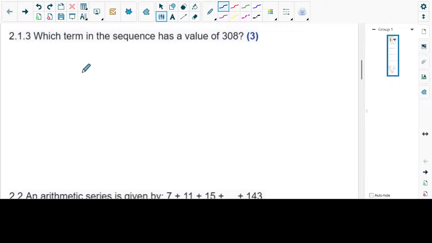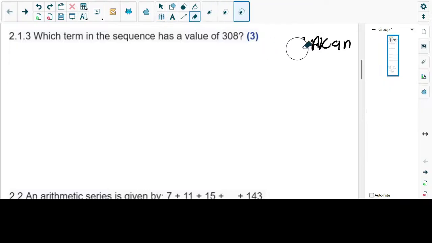When they say a term, they're talking about n. So term, aka n. Which term in the sequence has a value of 308? So in other words, Tn currently is equal to 308.